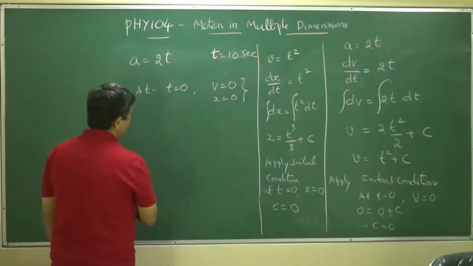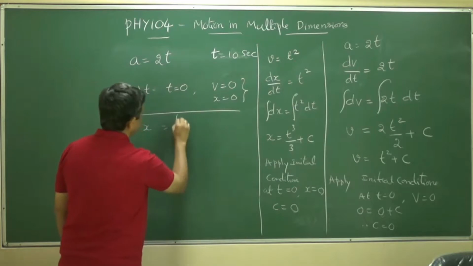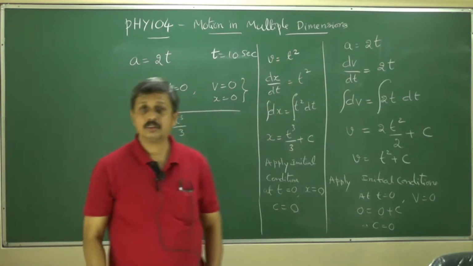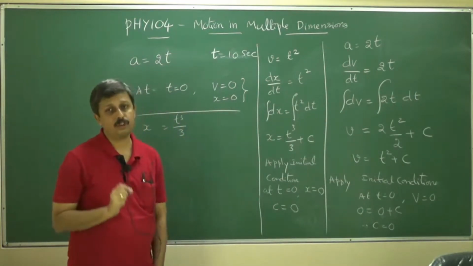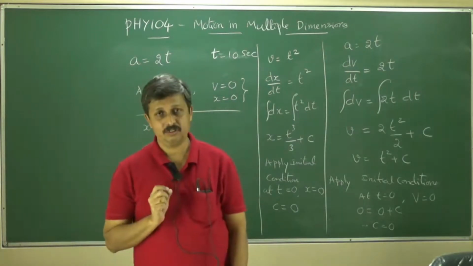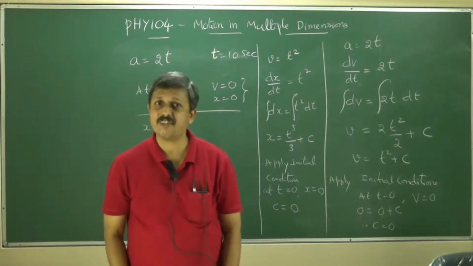So then what happens? We got x is equal to t cube by 3. And in the beginning, what is the value of x? 0. At time t is equal to 10 seconds, where is x?